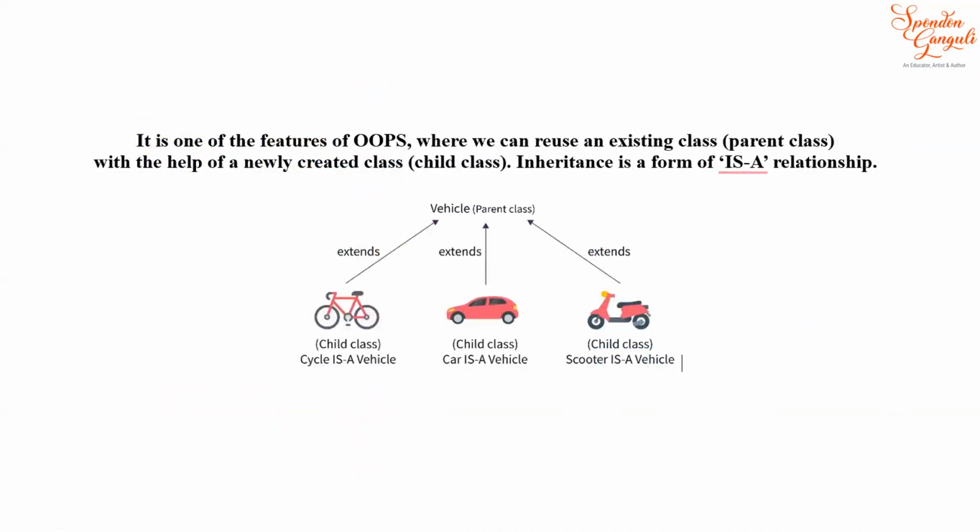So we can say it is one of the features of OOPS. Inheritance is one of the features of OOPS where we can reuse an existing class, that is the parent class, with the help of a newly created class called the child class. We can say inheritance is a form of is-a relationship. For example, here vehicle is the parent class. So cycle is a vehicle, cycle being the child class, or car is a vehicle, or scooter is a vehicle.